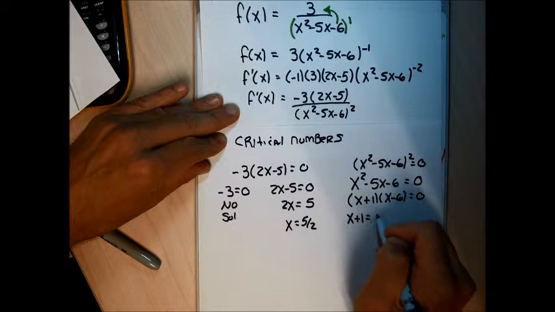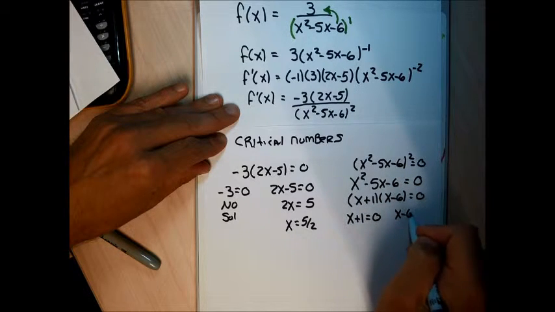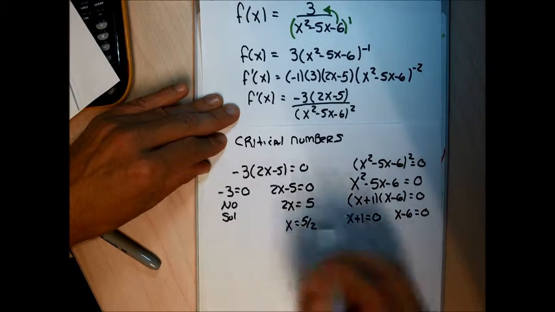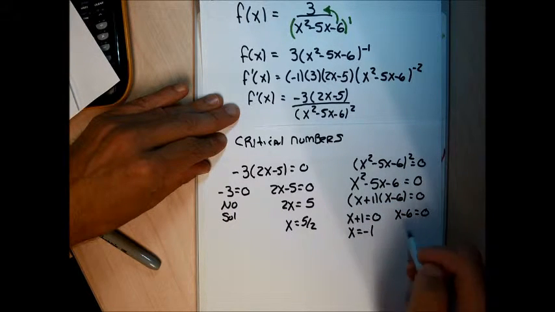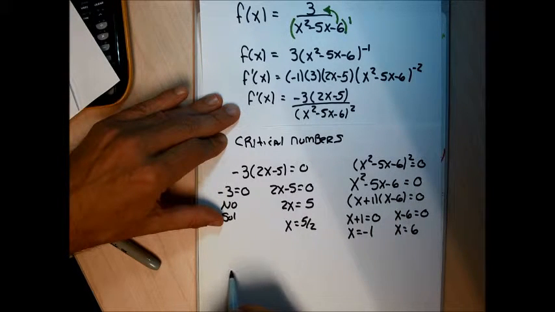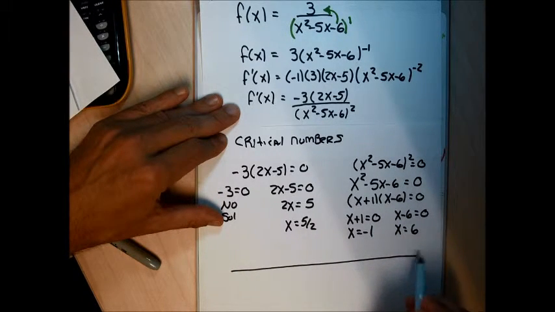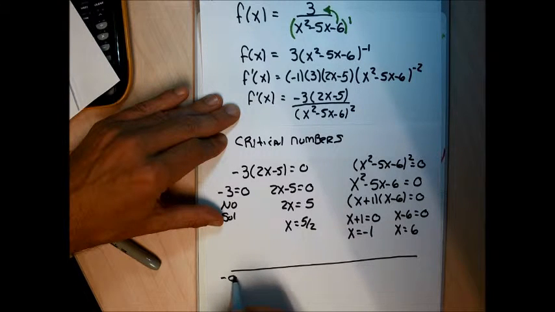Once I get it factored into x plus 1 times x minus 6, I'll take the factors and set them equal to 0. When I set the x plus 1 equal to 0, I get x equal to negative 1. When I set the x minus 6 equal to 0, I get x equal to 6. So that gives me 2 more values to put on my number line for the increasing and decreasing intervals.